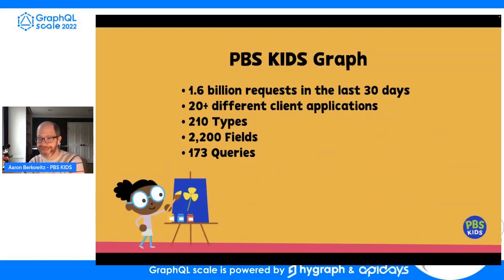So a little bit about some at-a-glance stats. In the last 30 days, we had 1.6 billion requests. About 20 or so different client applications across different environments. We have, of course, production and some staging and QA environments. A little over 200 types, a little over 2,000 different fields, and about 173 queries that we have.